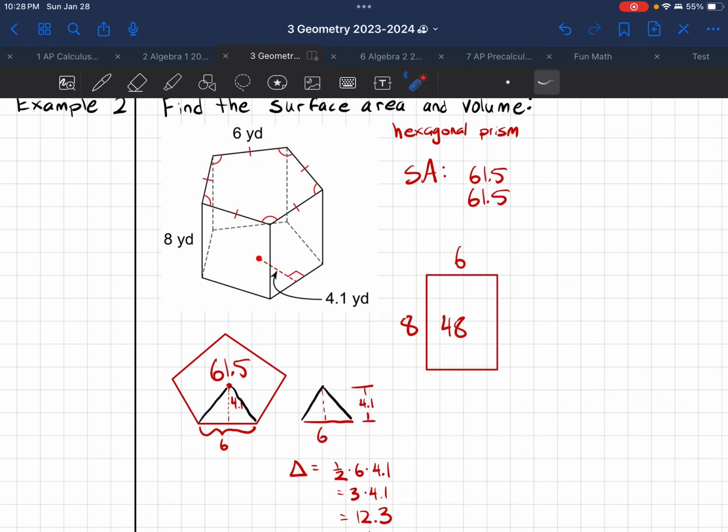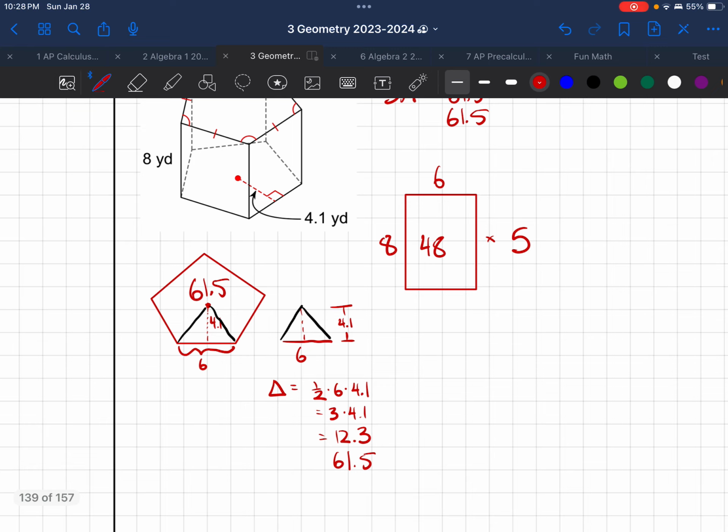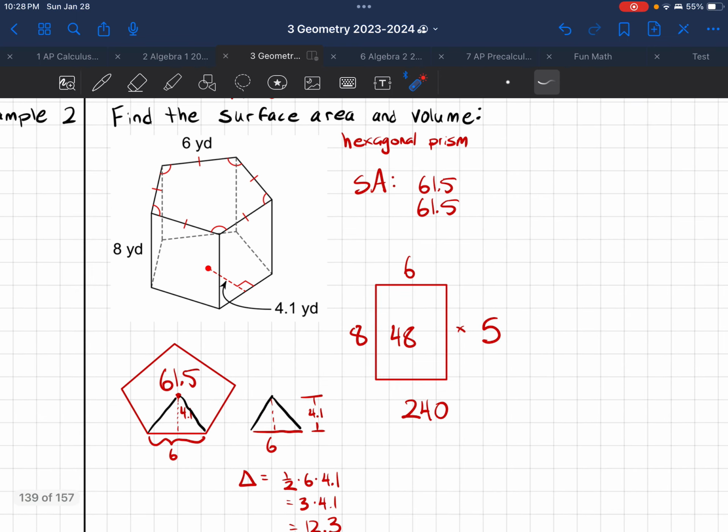And how many do we have? Well, there's 1, 2, 3, 4, 5 sides. So this is multiplied by 5, right? So 48 times 5 is going to be 240. How I did that in my head is 5 times 8 is 40. So that's 40. And 5 times 4, you half it. Or I guess I half the 4 and then put 2 zeros, but I don't think that's the best way of doing it. It still works. 240. Anyway, so we have 240 surface area from that, and we have 2 of these 61.5.